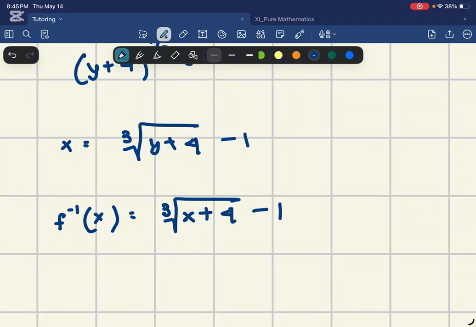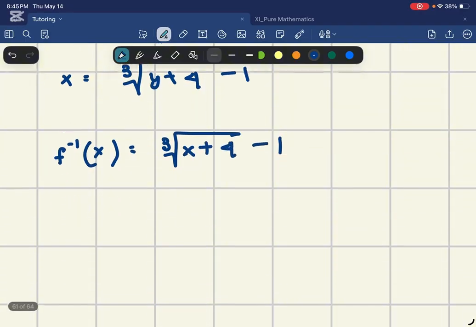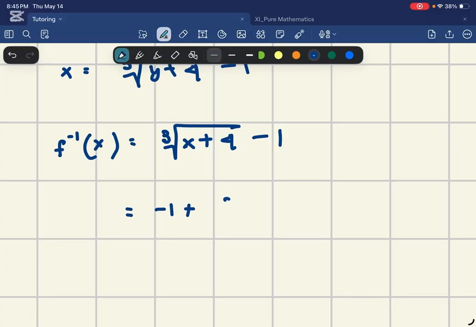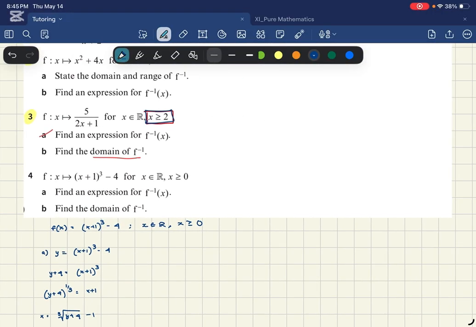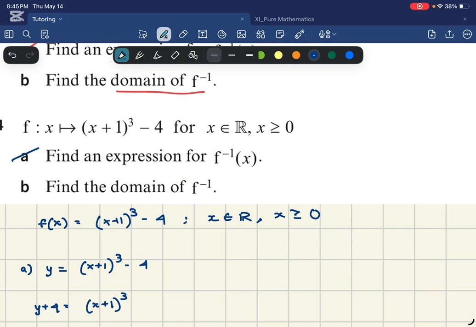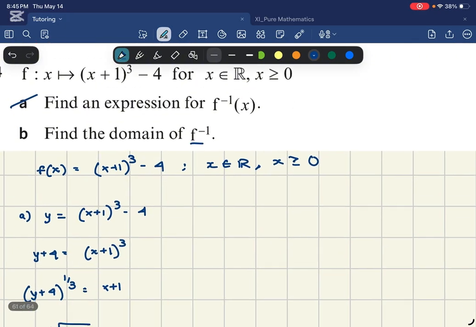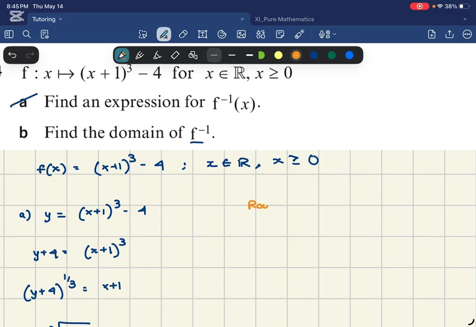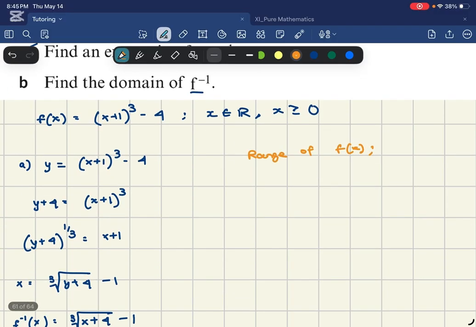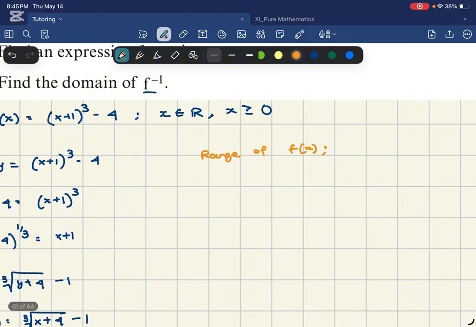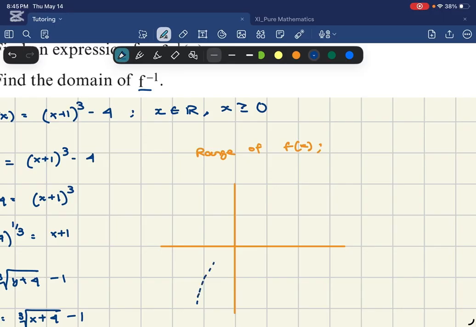All right. Or you can also write it as minus 1 plus the cube root of x plus 4. Both of them work. All right, so that is the expression. Now find the domain of f inverse of x. Well, the domain is just the range of f of x. So let's look at the range of f of x. I know the graph of y is equal to x cubed. The graph looks something like this.